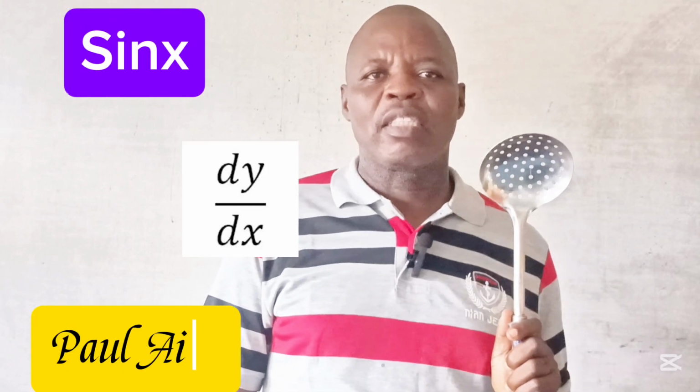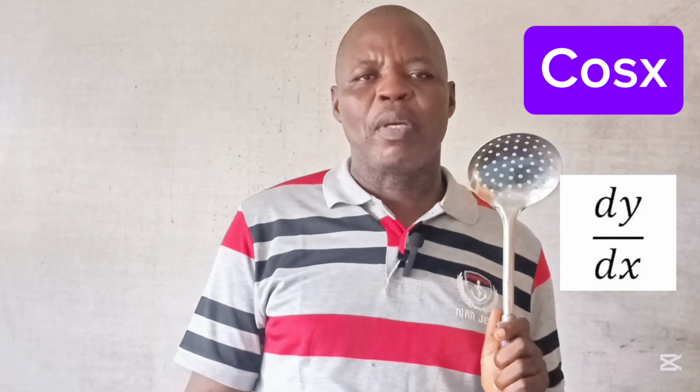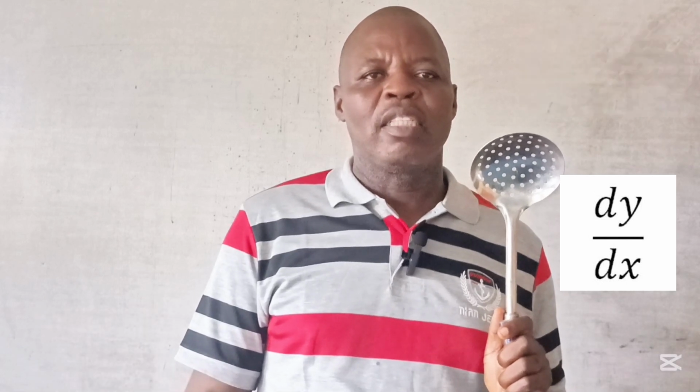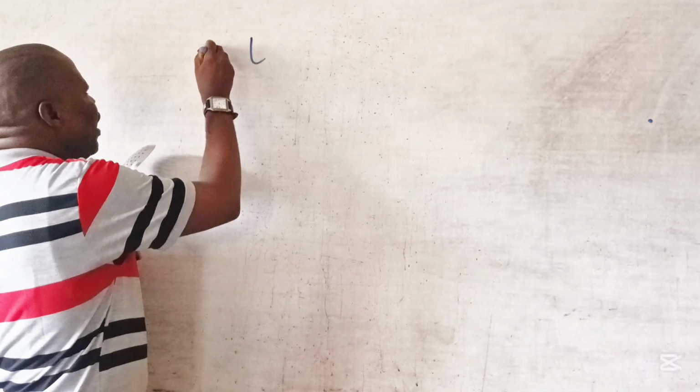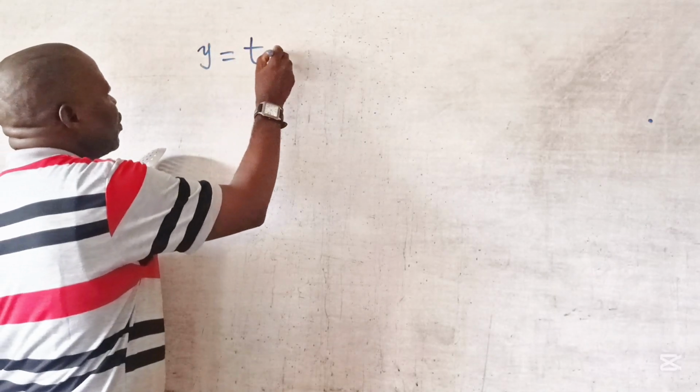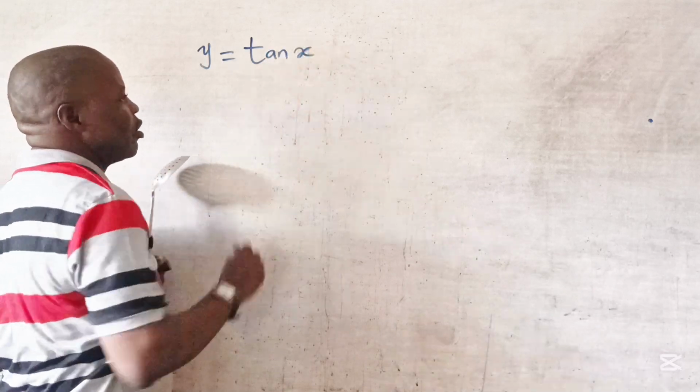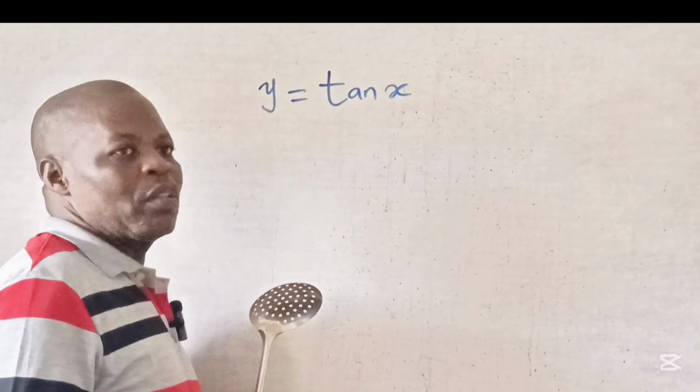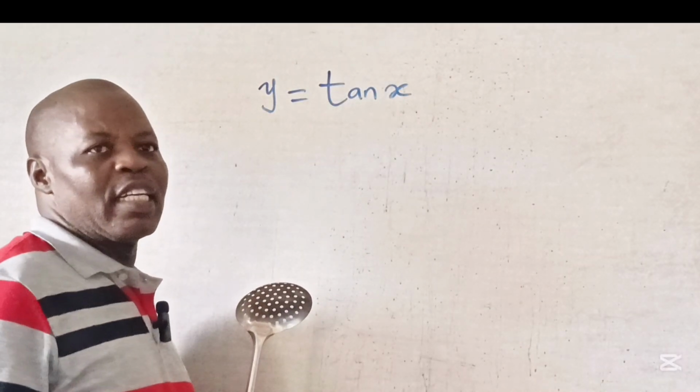I've treated the cos x using first principle. There is a popular demand that I should treat a differentiation of tan x also on first principle. So it is not rocket science. Y is equals to tan x. So we have y is equals to tan x, and we want to differentiate tan x from first principle.